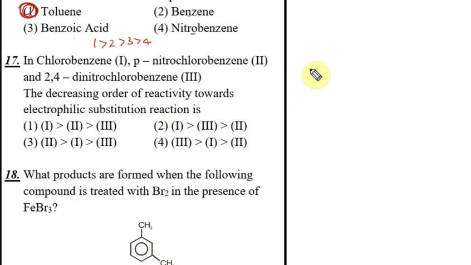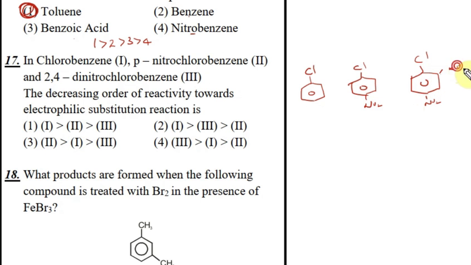17. Chlorobenzene, para-nitrochlorobenzene and 2,4 dinitrochlorobenzene. The order of reactivity towards electrophilic substitution reaction. This is a minus I group. Okay, this is minus I minus R, minus I minus R.